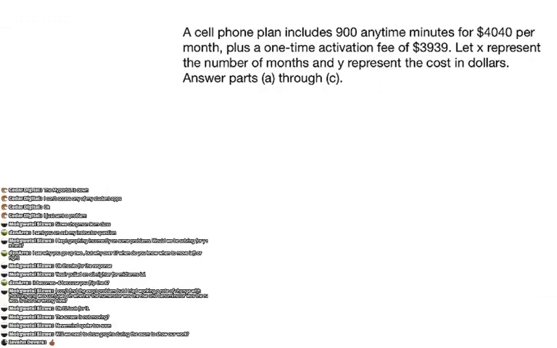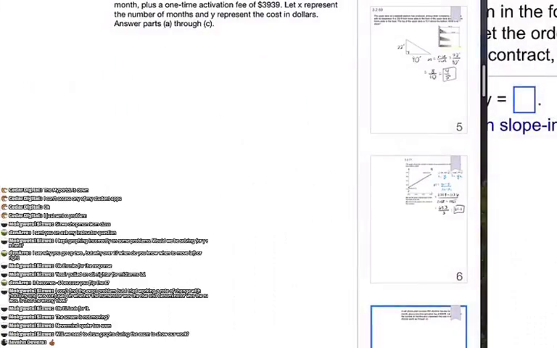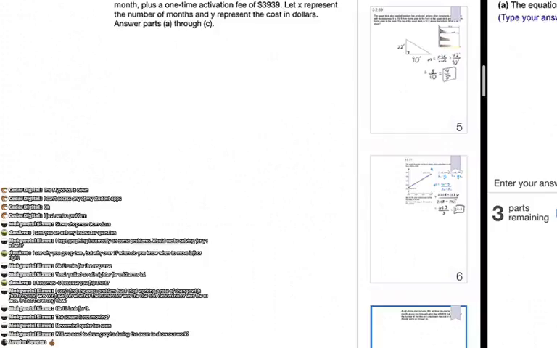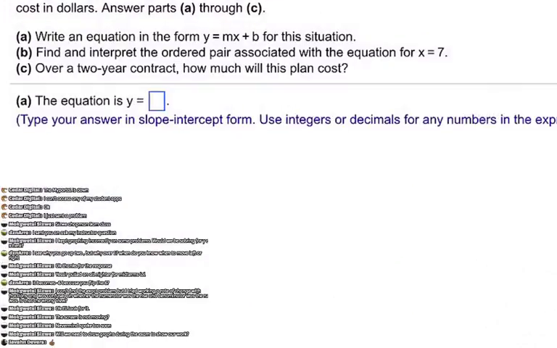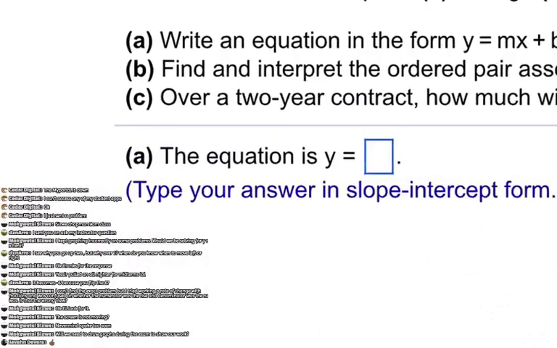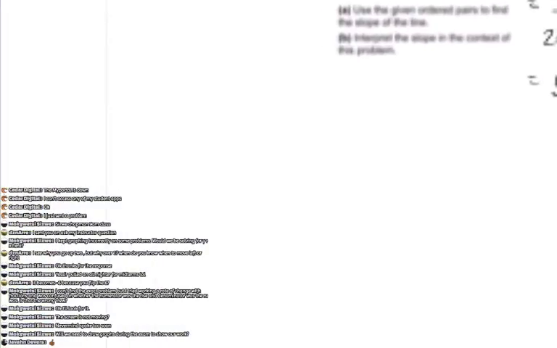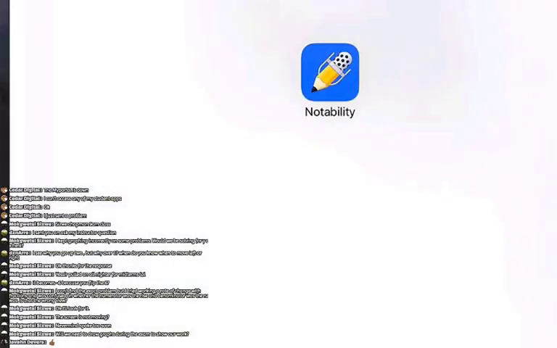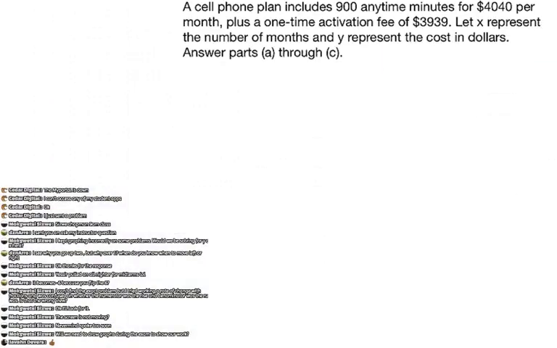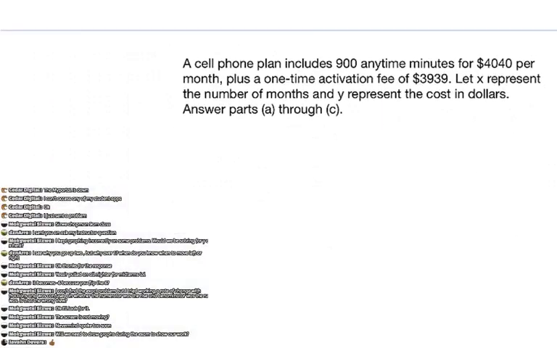Then A through C. All right. Take this like that. Bam. Back here. Like that. Now this comes from section 3, question 75. And then I need to include one other piece of information.